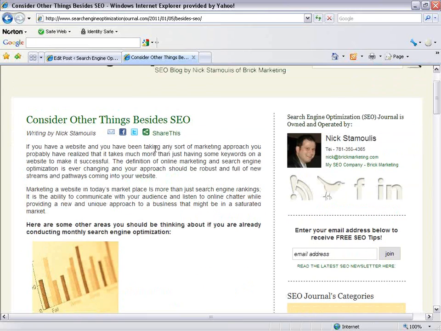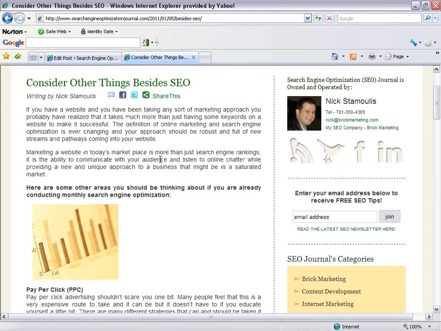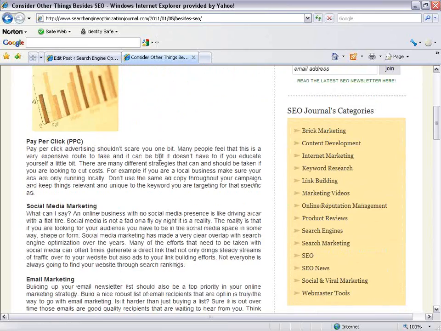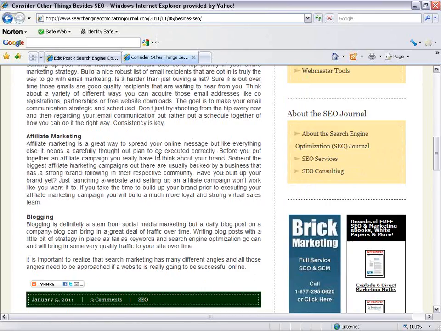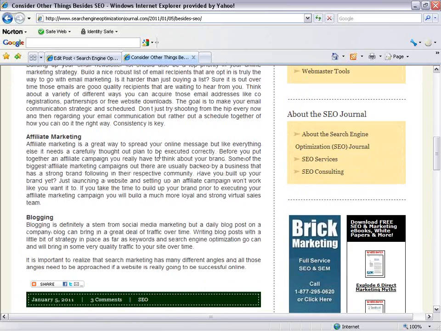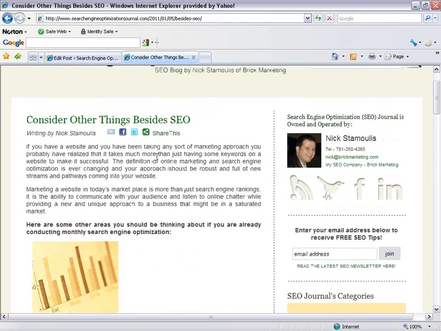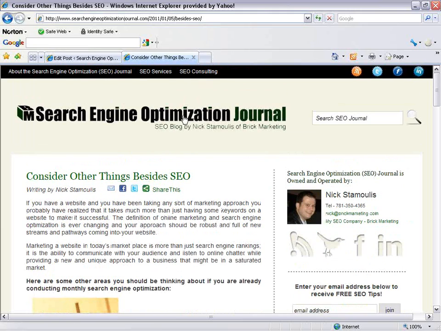From an SEO perspective, let's look at the title. The title, Consider other things besides SEO, literally piques people's interest. So that's the first good thing. The second thing is, if you read the post, we're not going to take the time to read it, but I'm not really optimizing it for any specific keywords. So what happens is you keep that natural aspect to it.